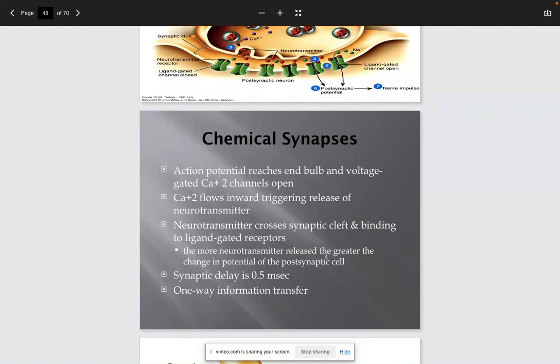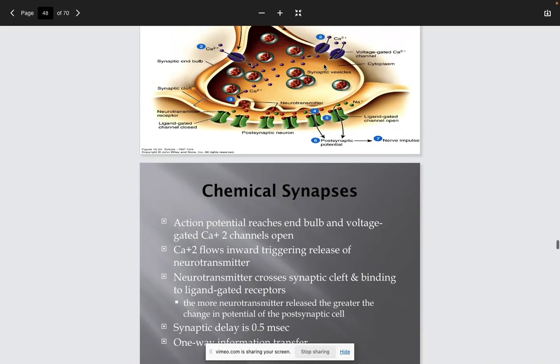So now we'll read the text and see what the text says. It primarily just says what this picture says, right? Action potentials reach the end bulb and voltage-gated calcium channels open, right? We know that. Calcium flows inward, triggering the release of a neurotransmitter. Awesome. The neurotransmitter crosses the synaptic cleft and binds to ligand-gated receptors. The more neurotransmitter released, the greater the change in the potential of the postsynaptic cell.